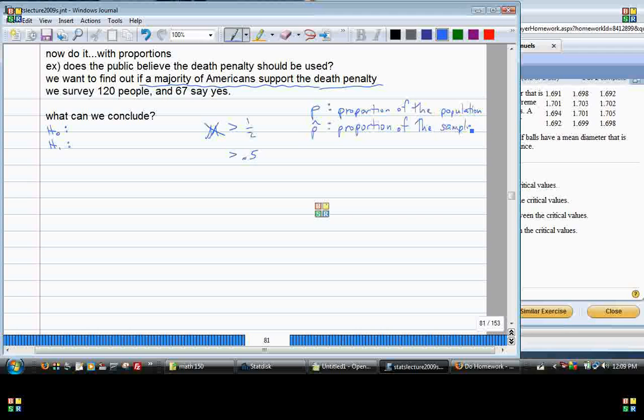Now, what are we making a claim about? Are we making a claim about the population, or are we making a claim about a sample? Yes, 67 out of 120 is from the sample, but are we making a claim about a sample? No. We're making a claim about all Americans. That's a population. So this claim is about P.